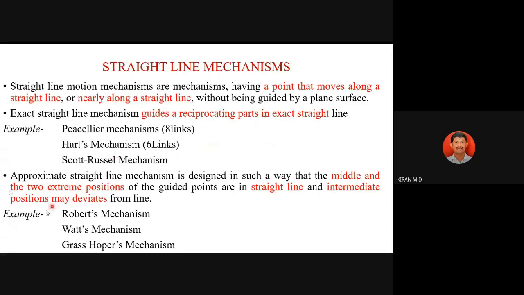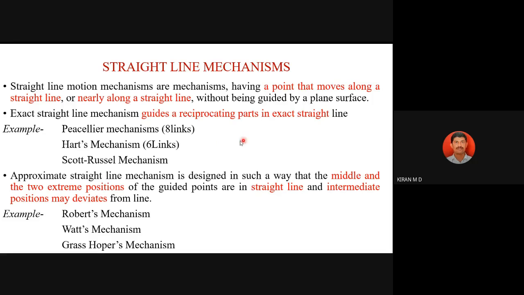The approximate straight line mechanism applies to the statement "nearly along the straight line." It is designed in such a way that the midpoint and the two extreme points lie on the straight line, while intermediate positions may deviate. For example, if you consider a straight line, the starting point is A, the midpoint is B, and the end point is C.